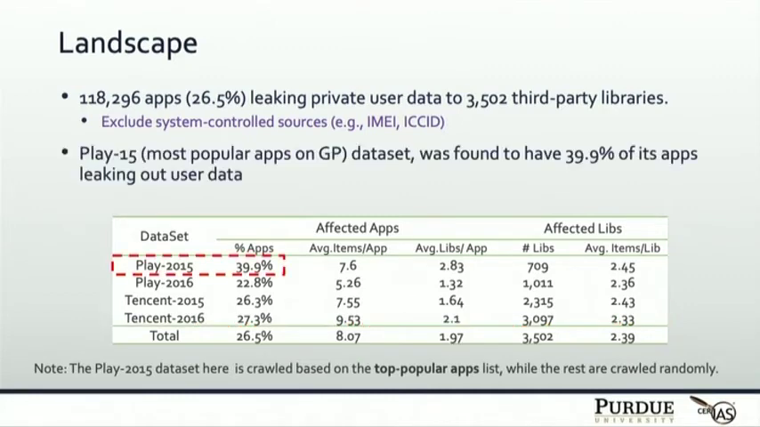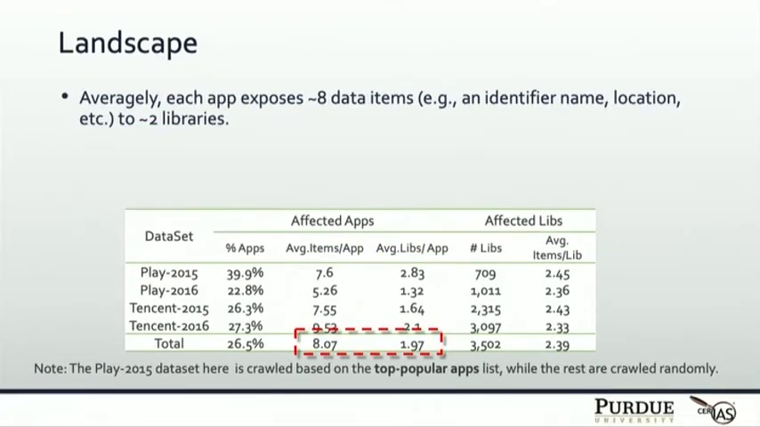Among the popular Google Play dataset, we found nearly 40% of the apps are leaking user data. And our further analysis showed that almost half of the identified method invocations are related to HTTP and HTTPS, meaning that they are indeed leaked out. So this actually serves as a lower bound for measuring whether they are really leaked out to the network. And our evaluation also found that on average each app could expose 8 unique sensitive data items to about 2 third-party libraries.